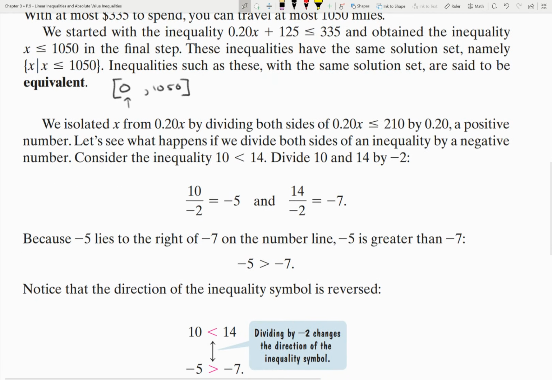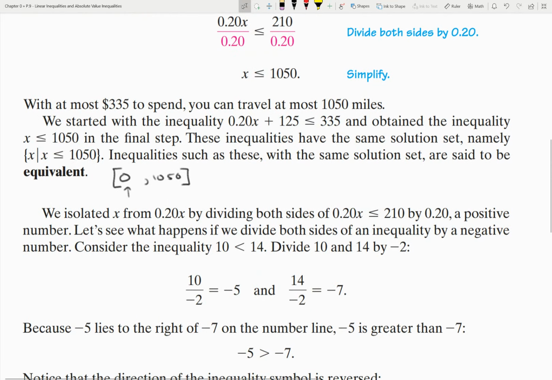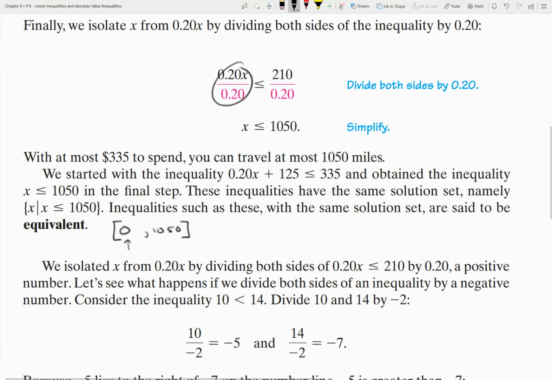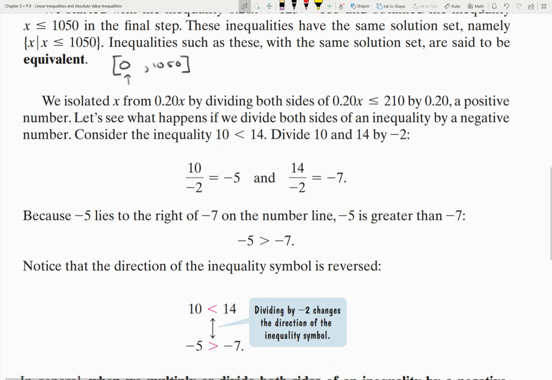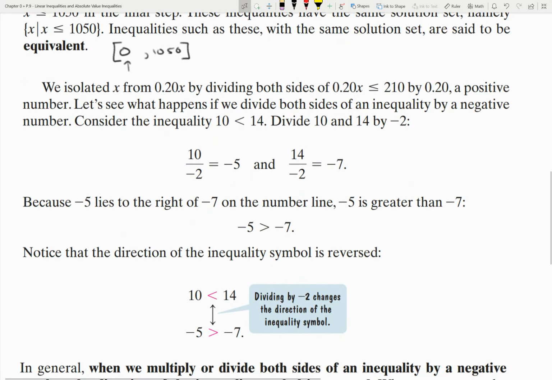And all these equations and inequalities with the same solution set are said to be equivalent, right? That's how we solve any equation. That's how we solve any inequality. Just keep getting equivalent equations until we have isolated our variable. When we isolated x here, we divided by a positive number. Let's consider the inequality when we divide by a negative number.